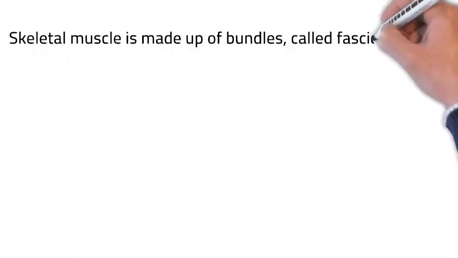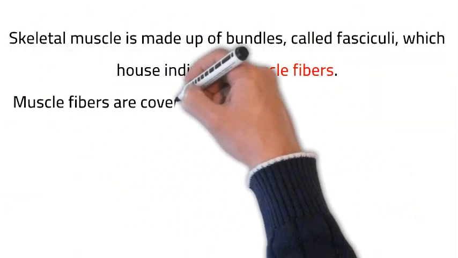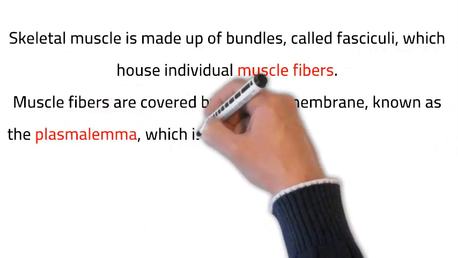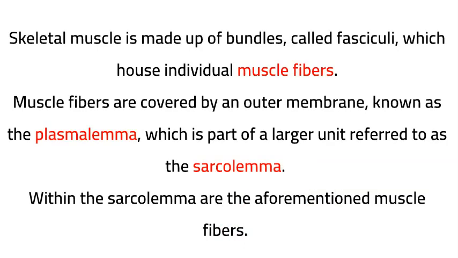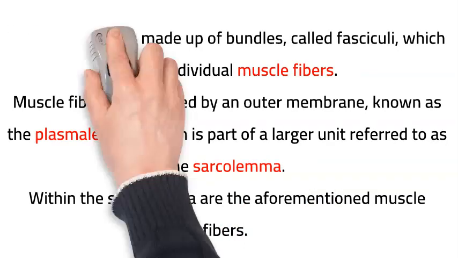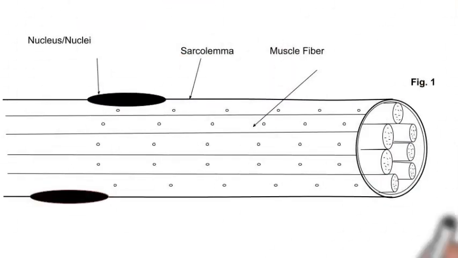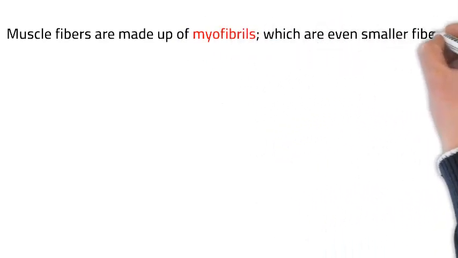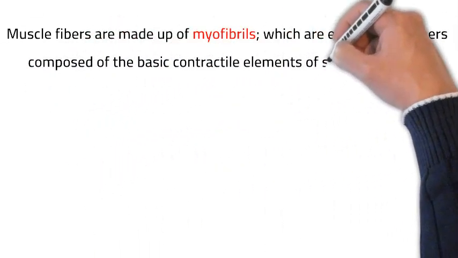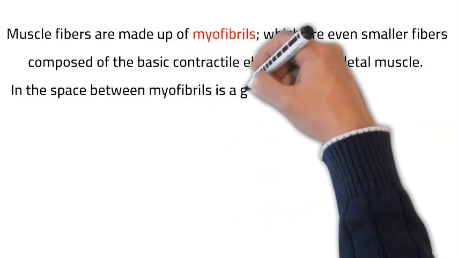Skeletal muscle is made up of bundles called fasciculi, which house the individual muscle fibers. Muscle fibers are covered by an outer membrane known as the plasmalemma, which is part of a larger unit referred to as the sarcolemma. Within the sarcolemma are the aforementioned muscle fibers. Here's a picture to help better understand. Muscle fibers are made up of myofibrils, which are even smaller fibers composed of basic contractile elements of skeletal muscle.